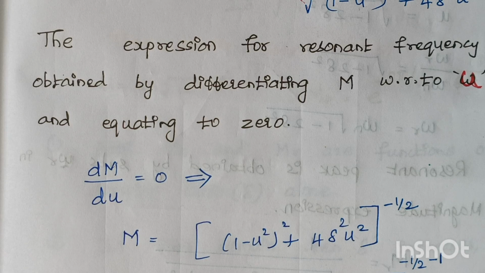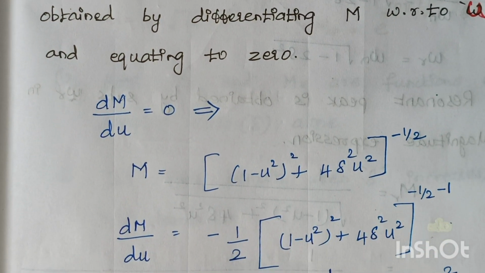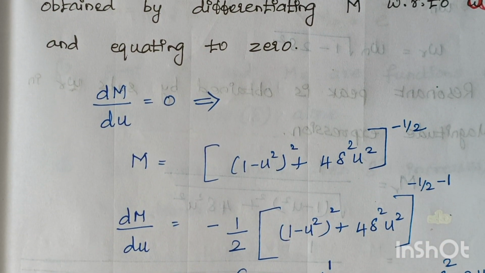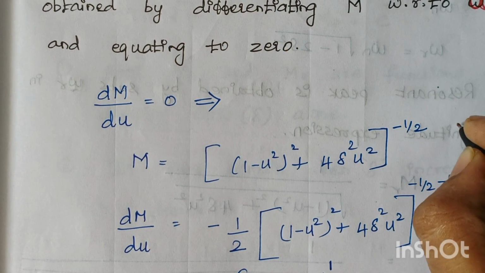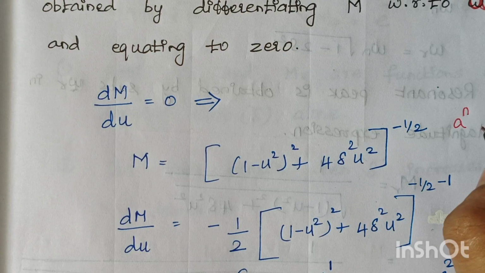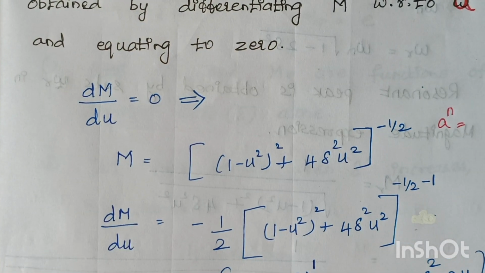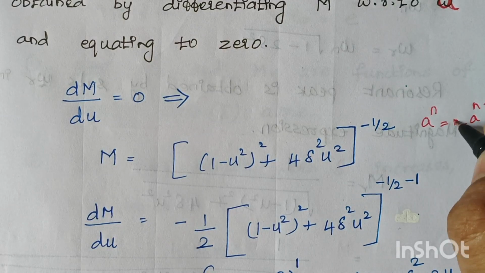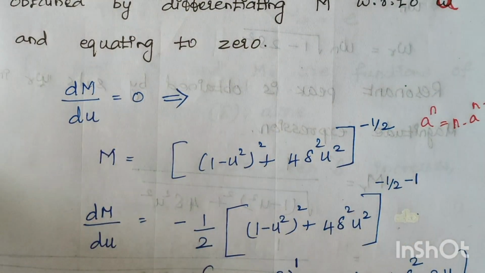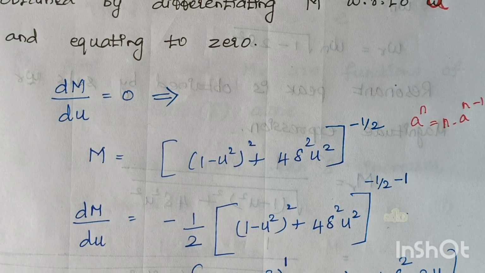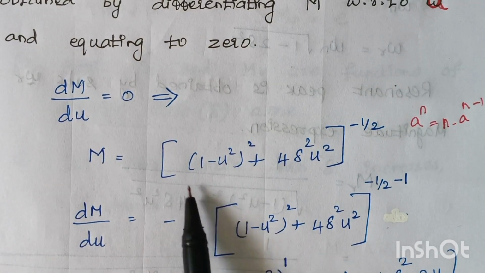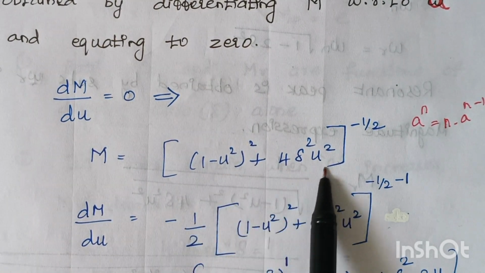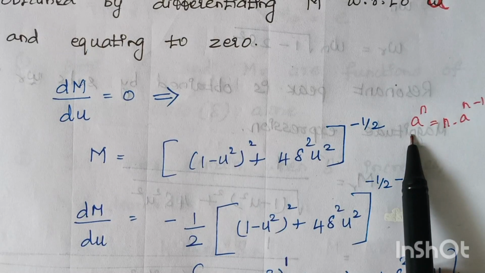Next, I am going to differentiate it. Everybody knows the basic differentiation formula. When you differentiate an element like a to the power n, we write it as n into a to the power n minus 1. This is a basic formula from differentiation. Here I am considering this entire expression as a.